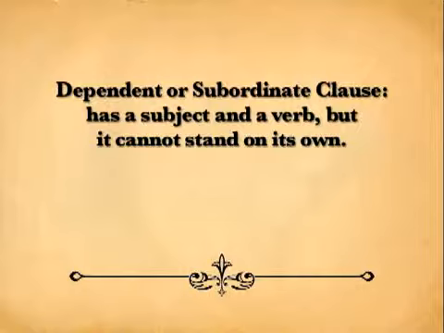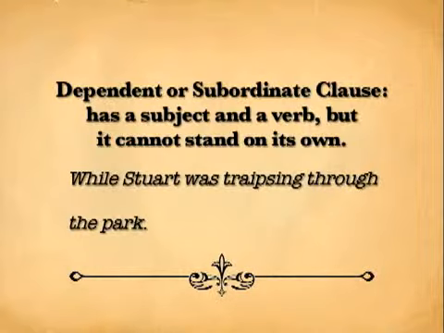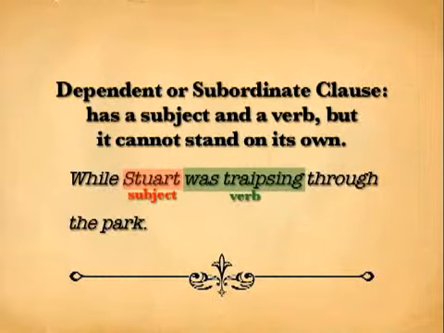A dependent clause or a subordinate clause also has a subject and a verb. A clause will always have both, but a dependent or subordinate clause is subordinate. It's dependent. It cannot stand on its own. So the subject and verb don't also have a complete thought. For instance, "while Stuart was traipsing through the park." You can see that we need more information here to create a complete sentence.